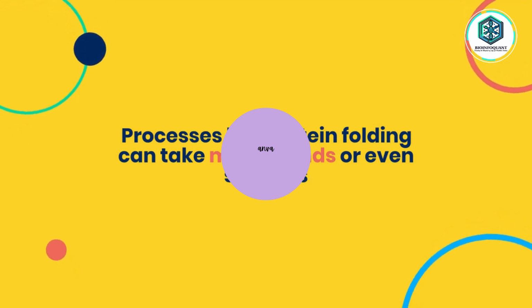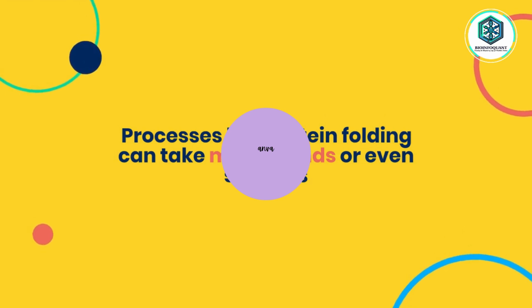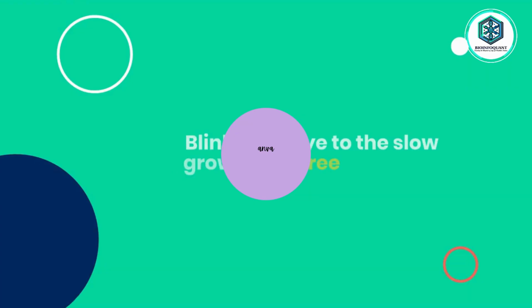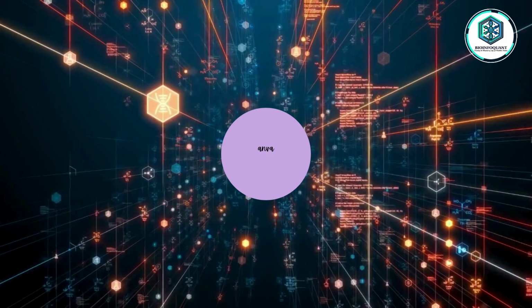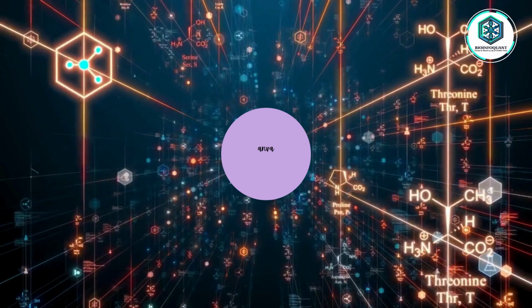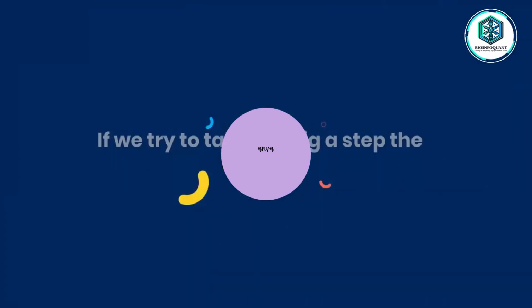Some things happen super fast. Yeah. Like bond vibrations happen on the order of femtoseconds. Right. Ridiculously fast. Whereas other processes like protein folding can take milliseconds or even seconds. So it's like comparing the blink of an eye to the slow growth of a tree. Exactly. It's a huge difference in scale.